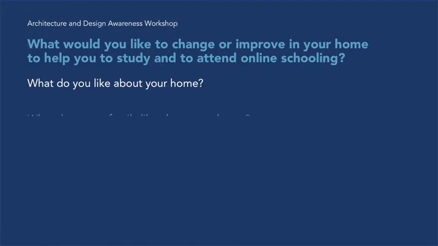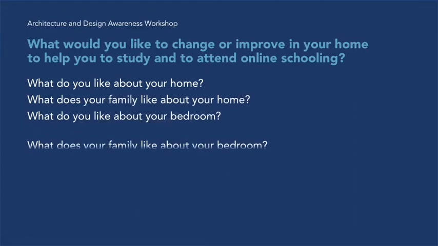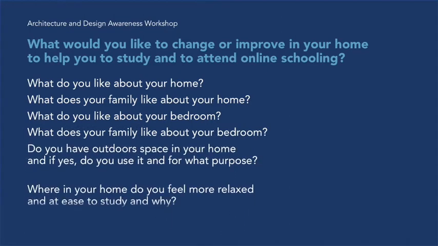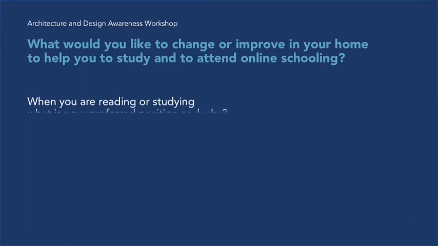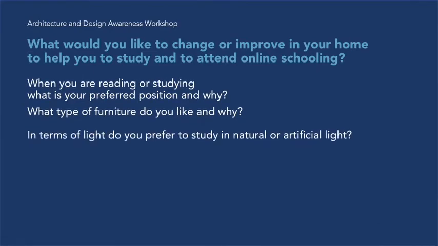So the questions that I have put together are: What do you like about your home? What does your family like about your home? What do you like about your bedroom? What does your family like about your bedroom? Do you have outdoor spaces in your home, and if yes, do you use it and for what purpose? Where in your home do you feel more relaxed and at ease to study, and why? When you are reading or studying, what is your preferred position and why?